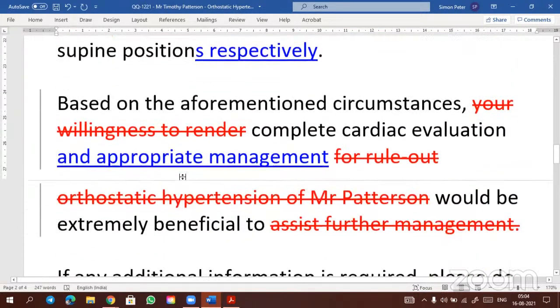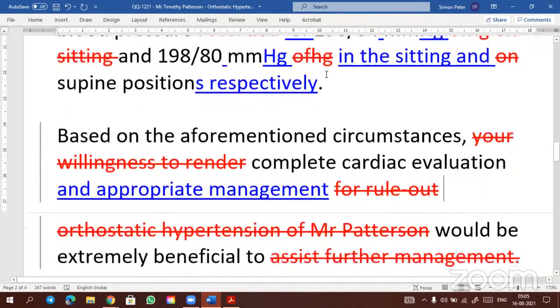Based on the aforementioned circumstances, your willingness, complete cardiac evaluation and appropriate management. He only will do it. Why are you? Of Mr. Patterson. From where did we take this rule out? Where did it come from? For rule out is what you wrote here.